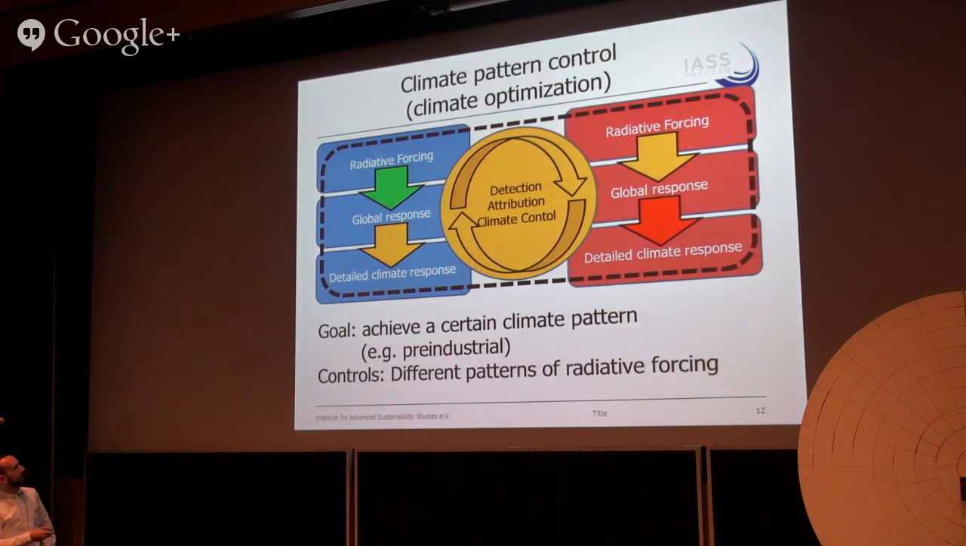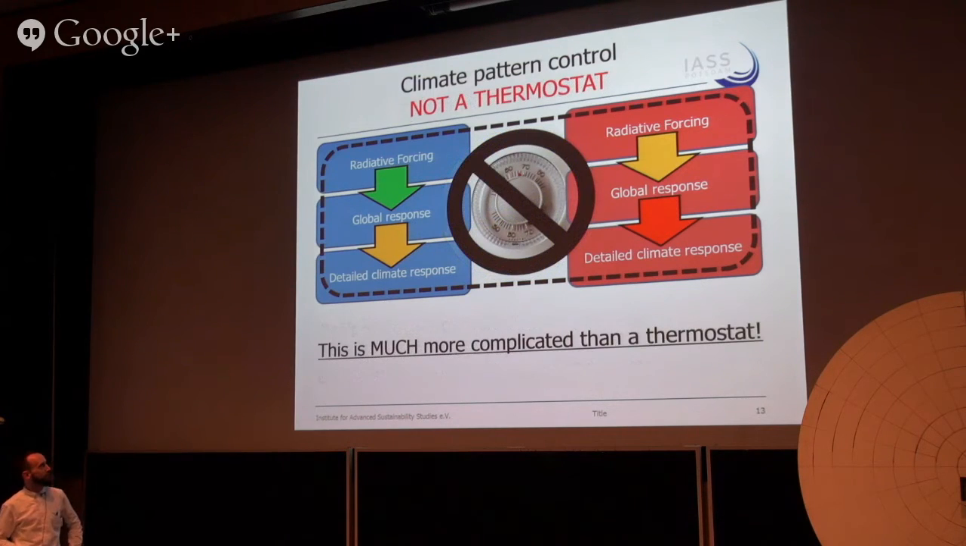But it's important to know that here, we're going to try to achieve a certain pattern of climate response rather than a global mean climate response. Instead, you're controlling patterns of radiative forcing. But suffice to say that if you're trying to get to this level of control, you're no longer talking about thermostats. That analogy is not good enough. You need to rely on climate models.